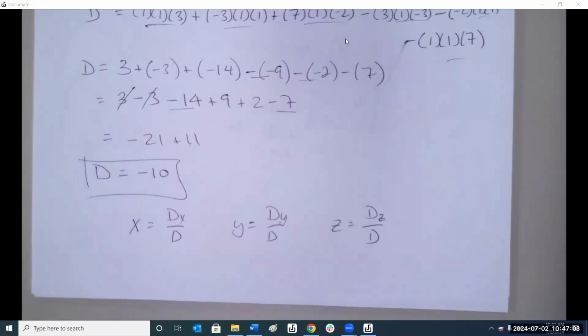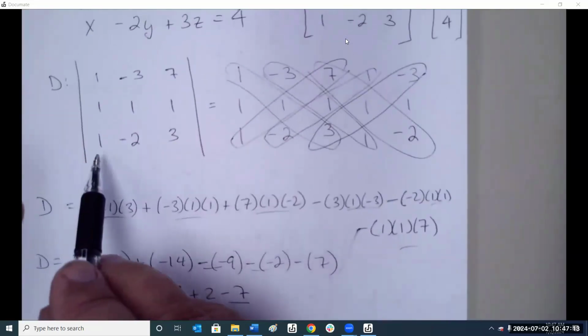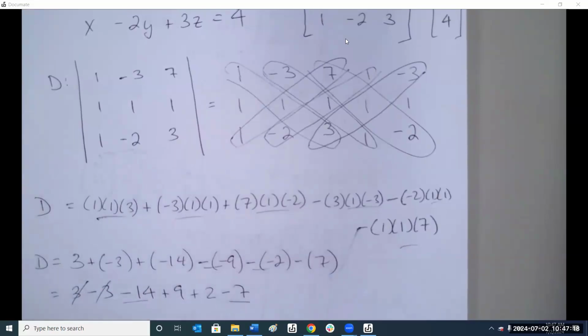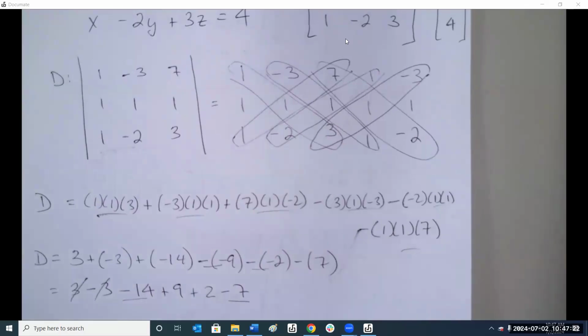If you had a 4x4 matrix, you would take the first 3 columns and copy them. If you have a 7x7, take the first 6 and copy them over. So it's always one less than what you have. Since it's 3, I want 2. If it's 5, I'll take 4. And it'd be the same thing, diagonals and diagonals.